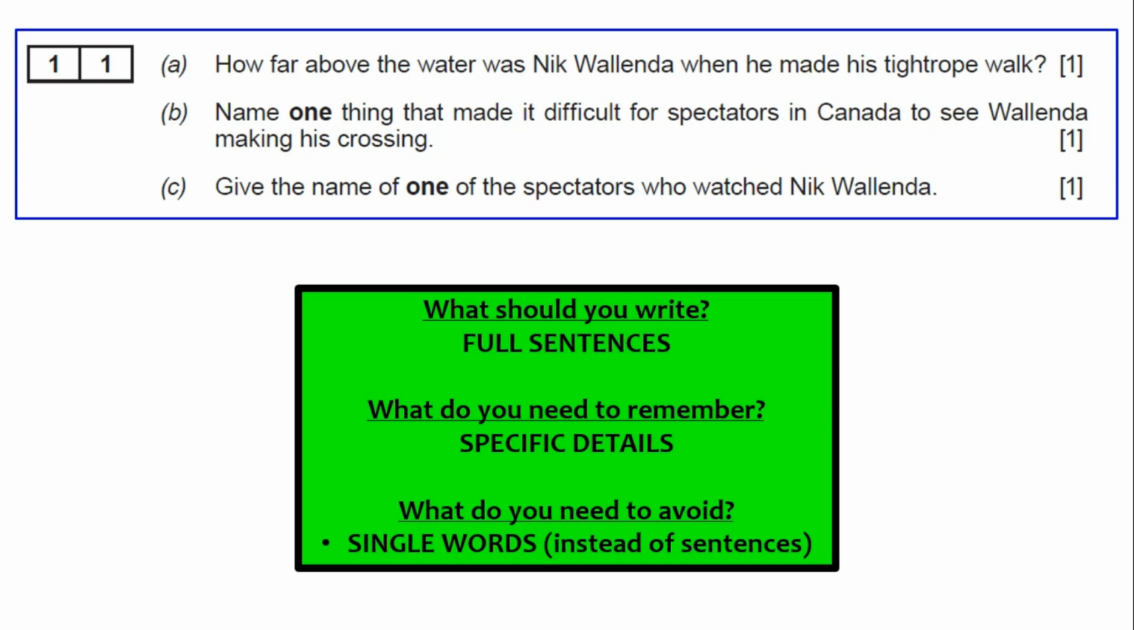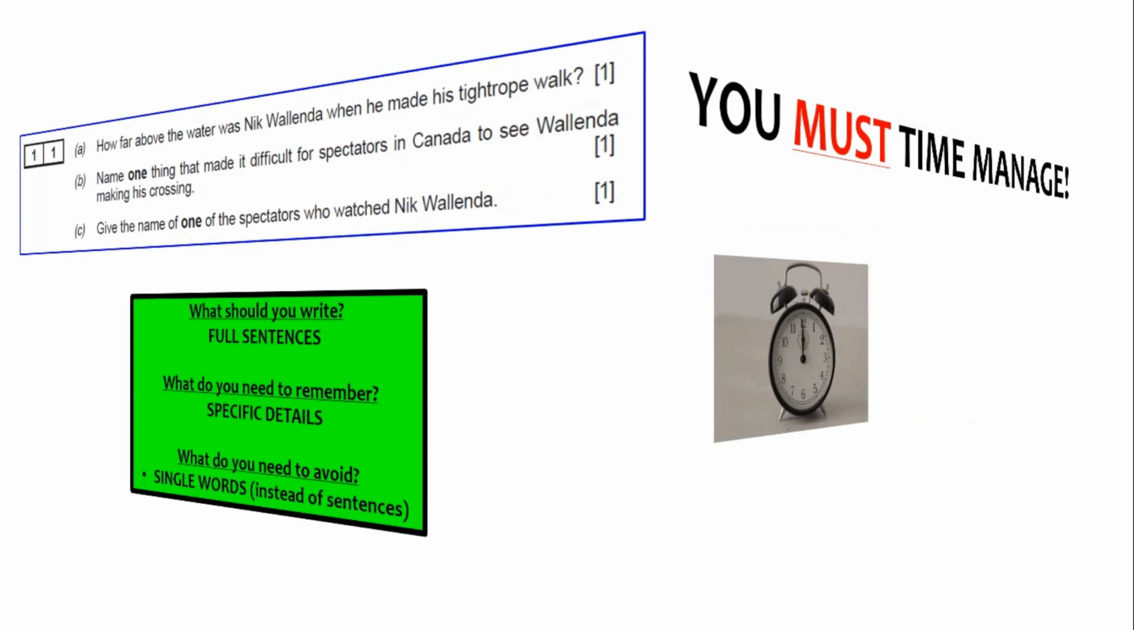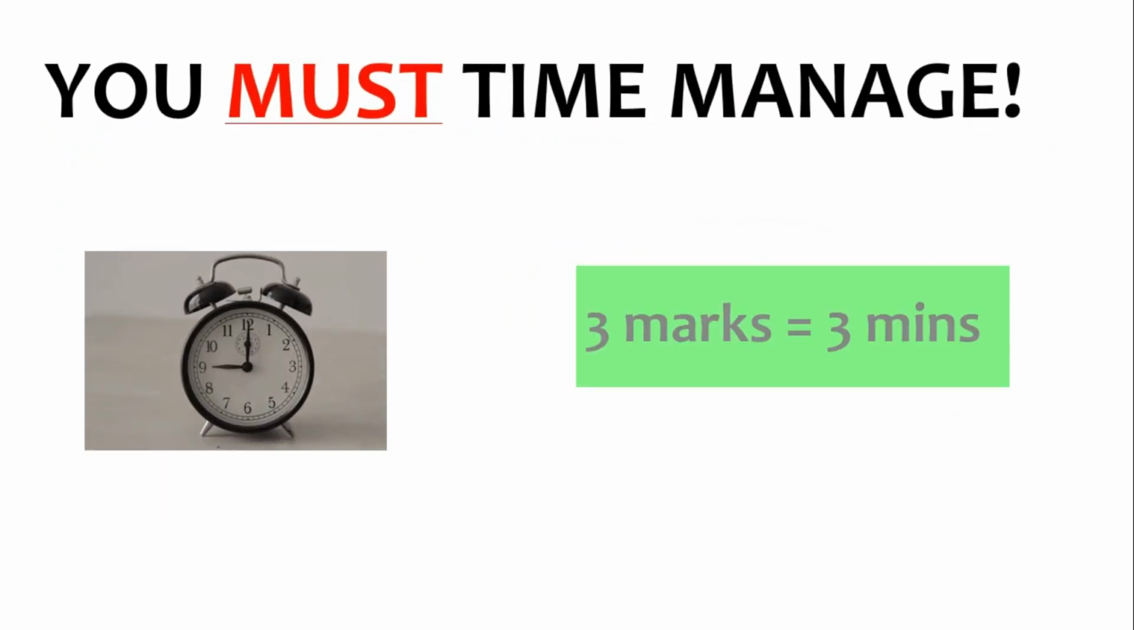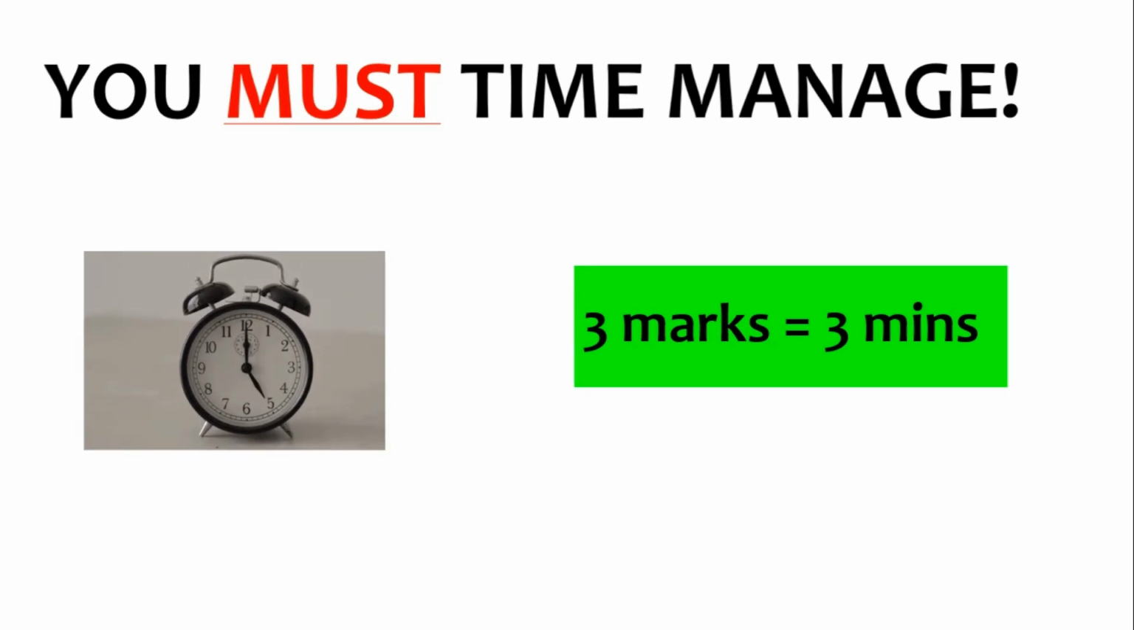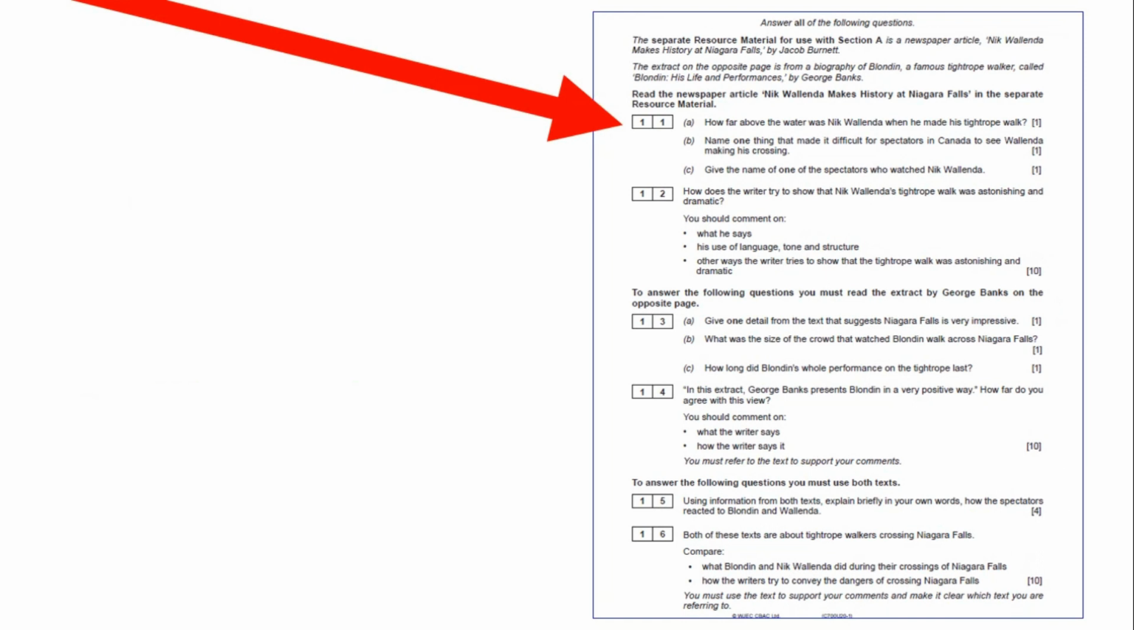You need specific details, and what you want to avoid in this question, even though it's only worth 1 mark and you don't have to write a whole sentence really, please don't try and just write 1 word because you've got to make sure you cover the answer. Time management for this question, after you read it you should be looking to spend 3 minutes, 3 marks. Do it as quick as you can really because you want to get on to the questions worth more marks. So here we are, question 1 right at the top.